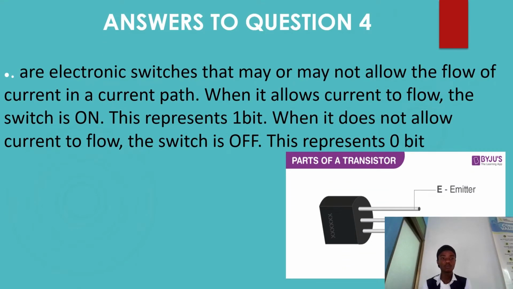So my answer to question 4 on a transistor. Transistors are electronic switches that may or may not allow the flow of current in the current path. When it allows the flow of current, the switch is on. This is represented by 1 bit. That's when the transistor allows the flow of current to go through it. And when it does not allow the current to flow through it, the switch is off, and it is represented by 0 bits.